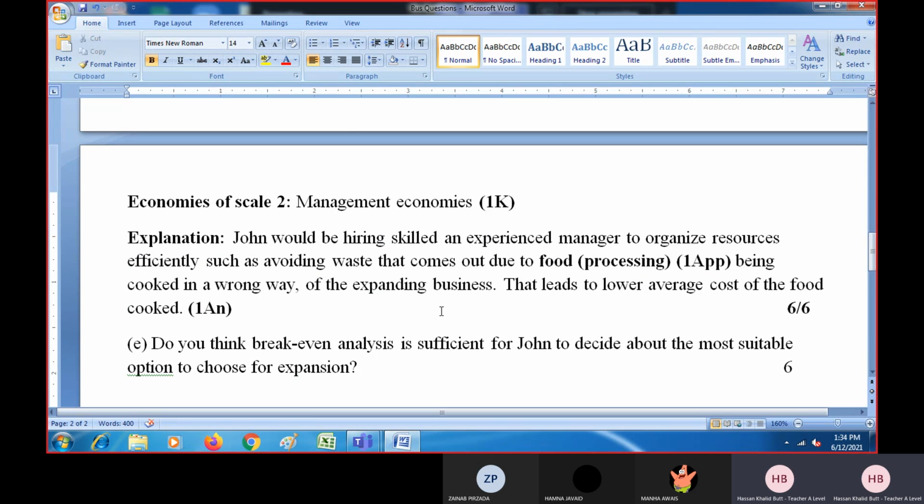Okay, now, any problem from your side if you are still not clear about it? Manha, Zainab, Hamna. No, sir. All right. Yes, good, sir. Okay, great. All right, so moving on.